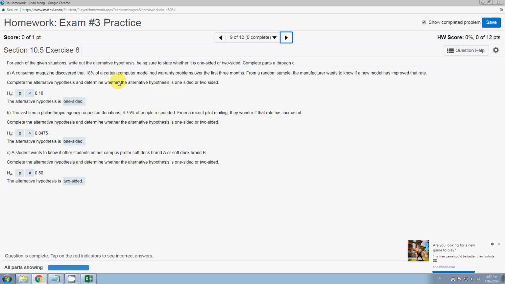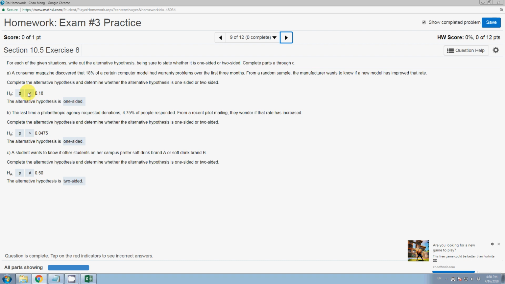And in this question, we have to set up the alternative hypothesis. So if we read the question, Maxine discovered 18% of a certain computer model had warranty problems over the first 3 years, and from a random sample, the manufacturer wants to know if a new model has improved that rate. So for any alternative hypothesis, we have 3 options: not equal to, greater than, or less than. But before that, we have to identify if this question is talking about proportion or mean. Okay? It says a percentage, so it's about the population proportion. So it has to be the p.